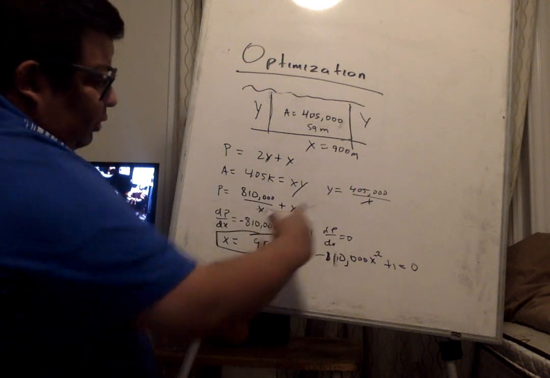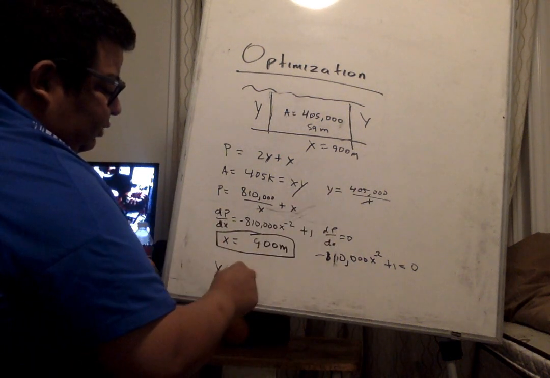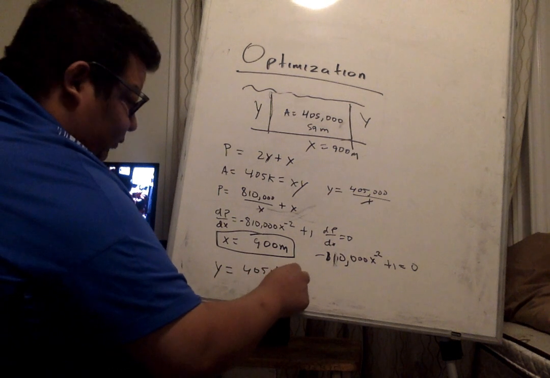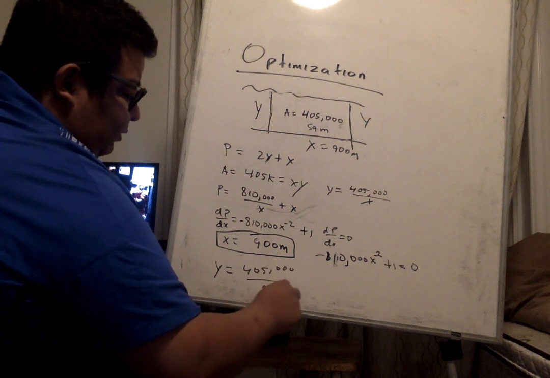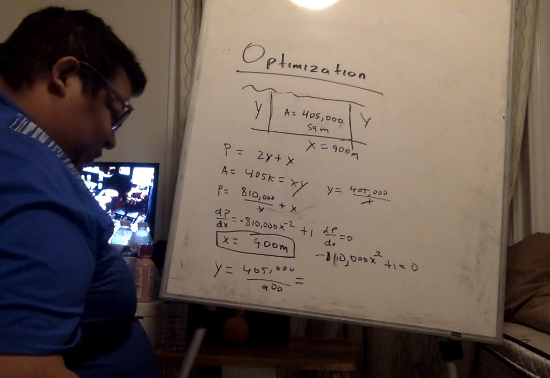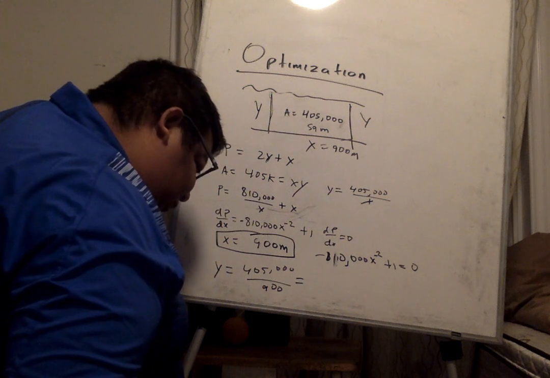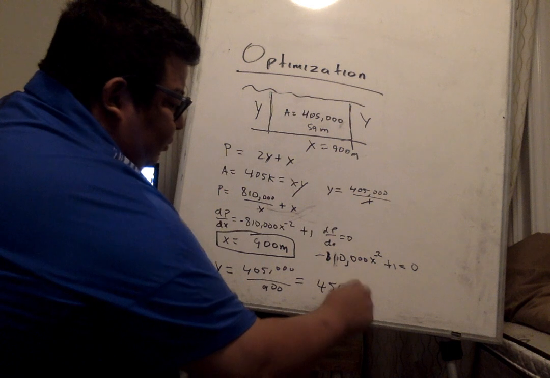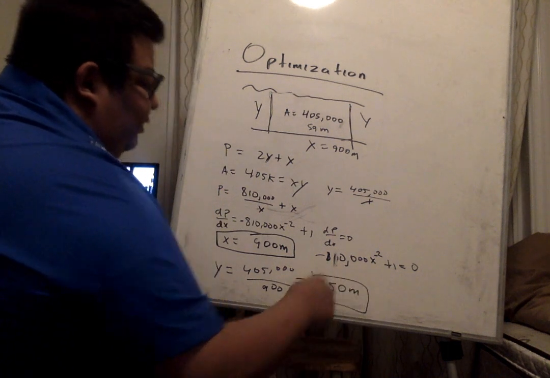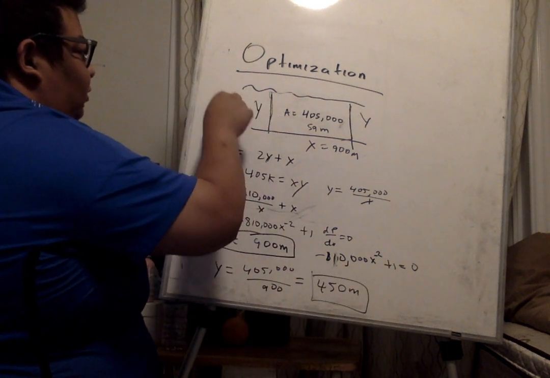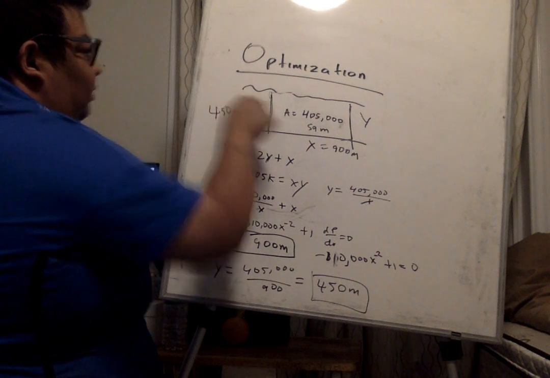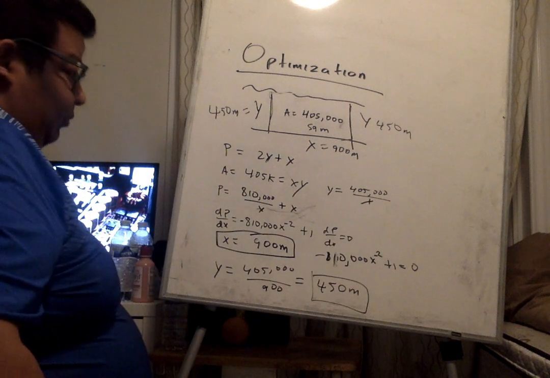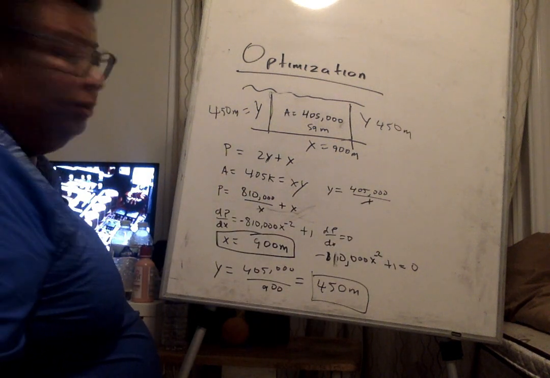Then to find y, we plug in the answer that we got for x. So that would be 405,000 all over 900, and that gives us 450 meters. So that's our final answer. So y is equal to 450 meters. So those are the dimensions that we were looking for.